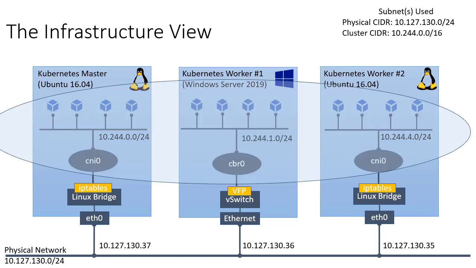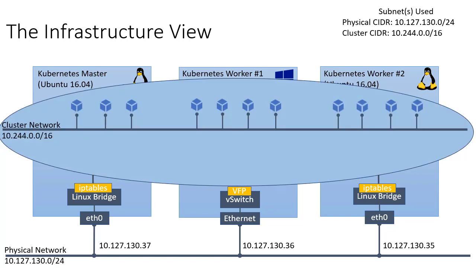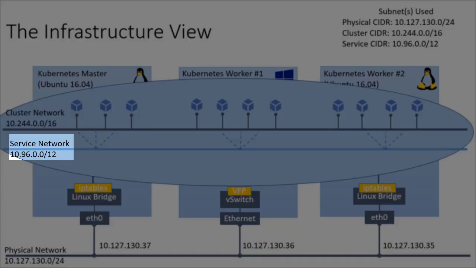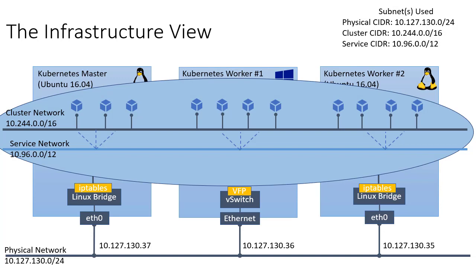Finally, there is one other network that I specified during initialization. It lives in this completely virtualized world. To explain what it does, let's take a look at the pod cluster network we defined earlier. This new network is called the service network, and it's a purely virtual subnet used by pods to access services.